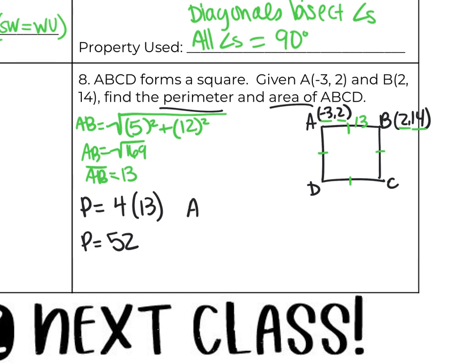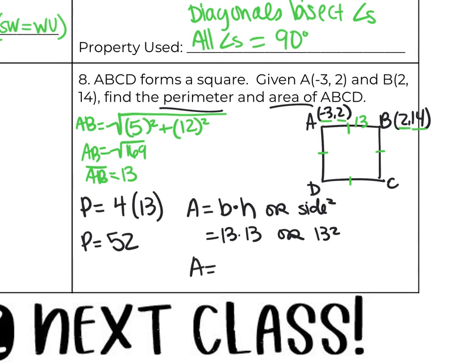Okay, area. The area formula for a square, hopefully you remember, is base times height. Or you can just think side squared. Some people use that one. Base times height, you're just multiplying that number by itself. So I'm going to do 13 times 13, or 13 squared, which puts us back to where we started in our distance formula, giving us 169. Again, we have 2 answers here, so make sure you're getting them both.